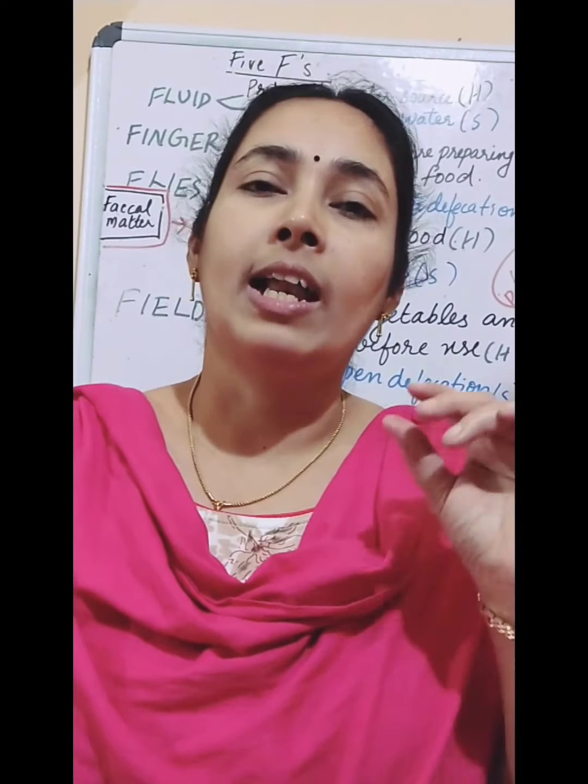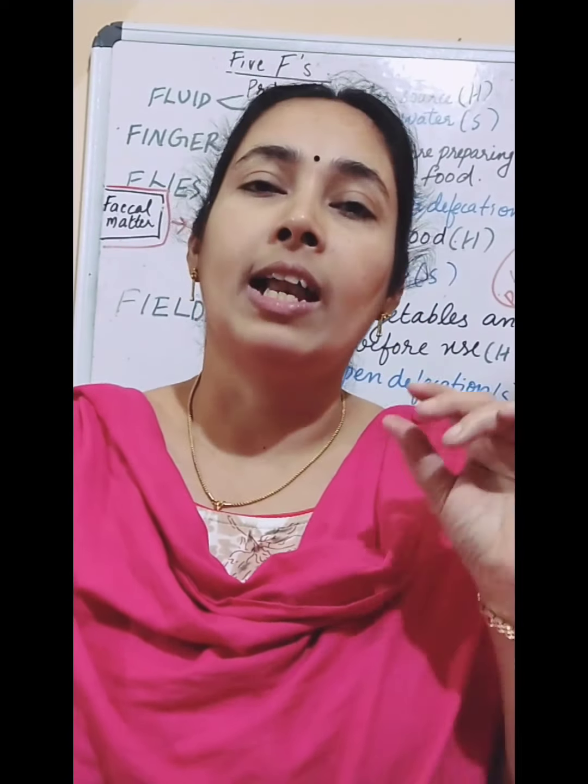So for that there is one box in your textbook. So now we can discuss this. So there are 5 F's. We can look which are the 5 F's and how we can maintain sanitation and hygiene and prevent the transmission of diseases. Okay. So sanitation means cleaning of our environment and hygiene means personal cleanliness.